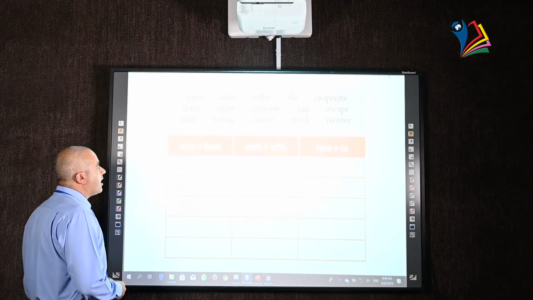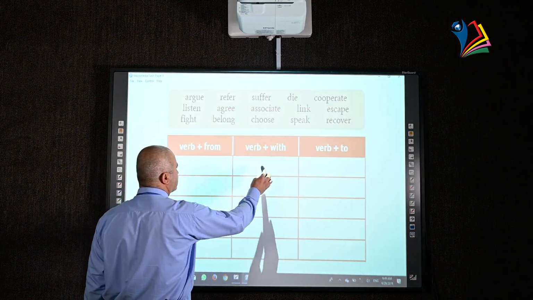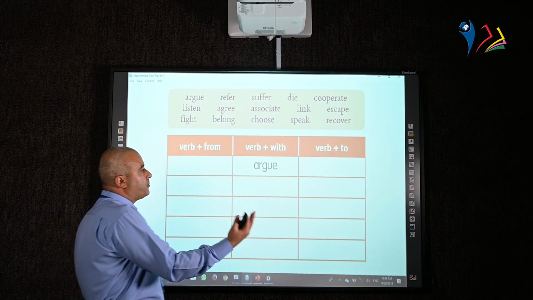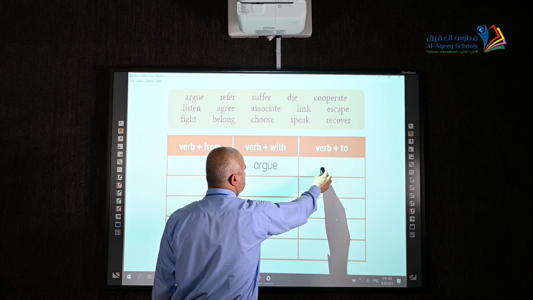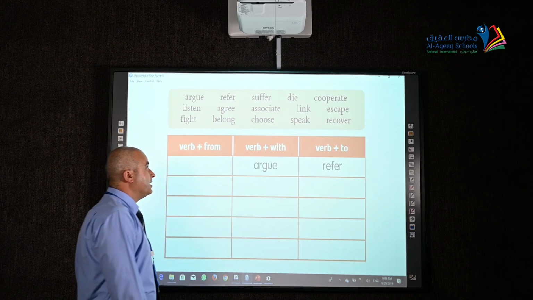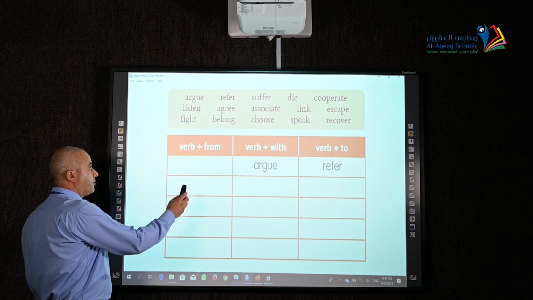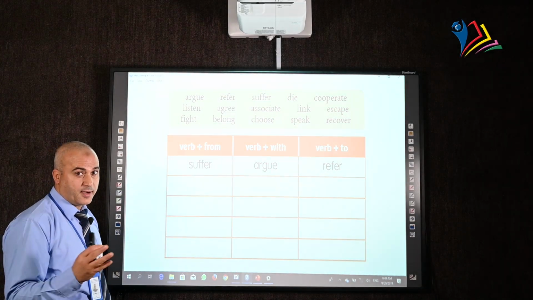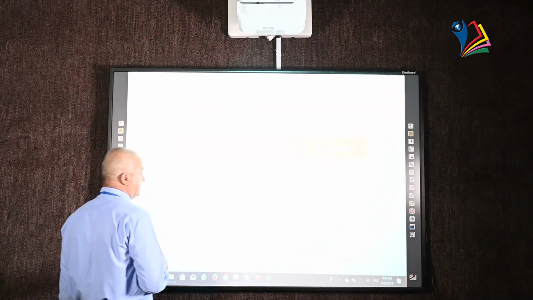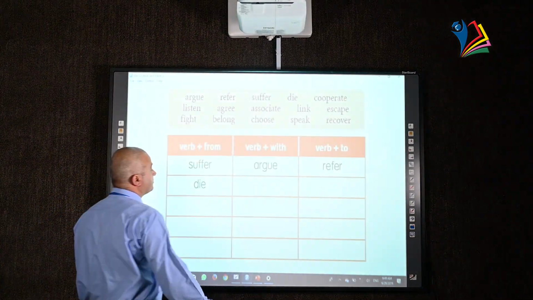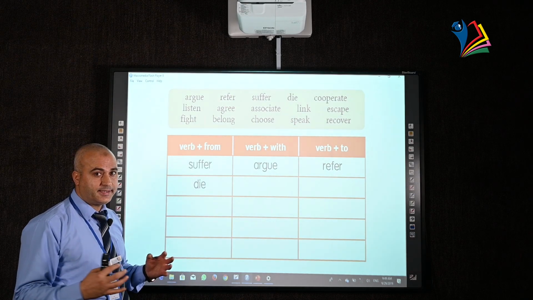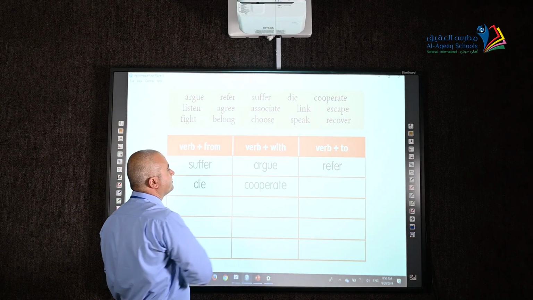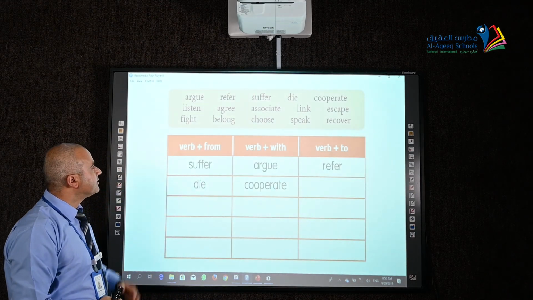Argue. I always argue with my cousin. Argue with. Refer. I refer to page number 32. What do you refer to? Suffer. He suffers from fever or bad cold. Suffer from. Die. He died from snake bite. Die from. Cooperate. The students are cooperating with each other, trying to solve the mathematical problem. Cooperate with.